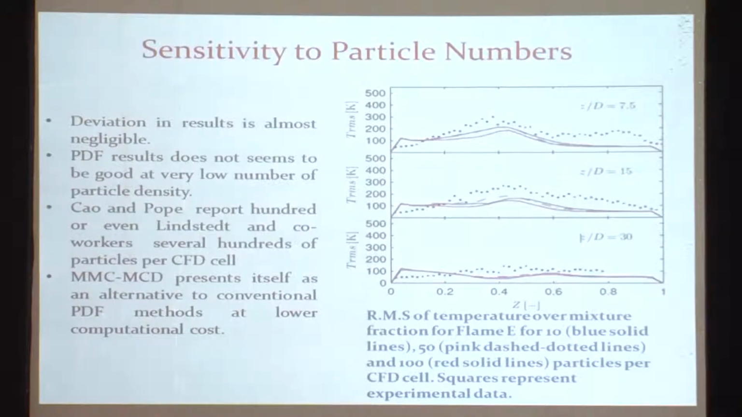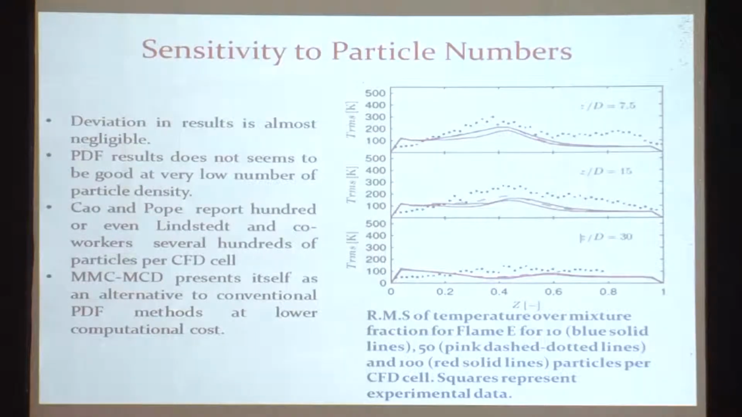So we have also done a sensitivity study with the particle numbers. We have simulated flame E with different particle numbers. 10 is represented by the blue line, 50 by the pink line, and the red solid line is 100 particles. We see that the RMS of temperature does not change very much if I use 10 or 50. So overall, with a very small number of particles we can simulate this.